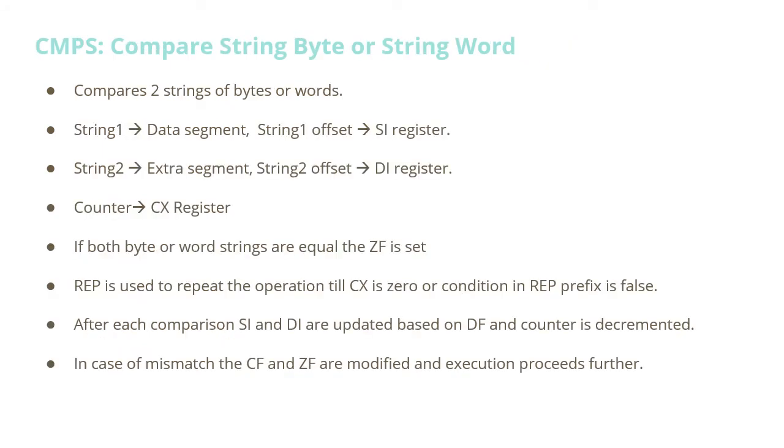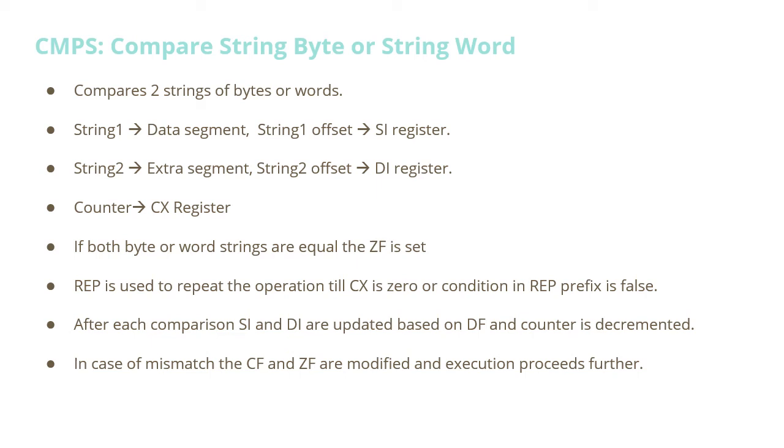The next instruction is the CMPS instruction, which is used to compare a string byte or a string word. This instruction compares two strings of bytes or words. The first string can be represented using the data segment register, which will have its segment address, and the SI register, which will have its offset address. The string 2 can be represented using the extra segment register, which will have its base address, and the DI register, which will have its offset address.